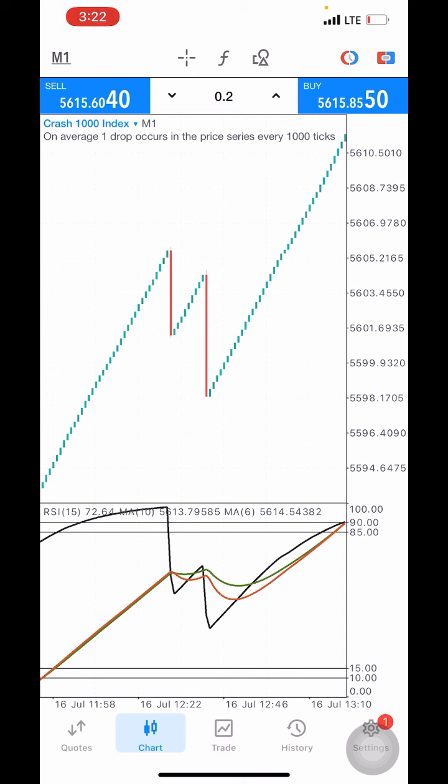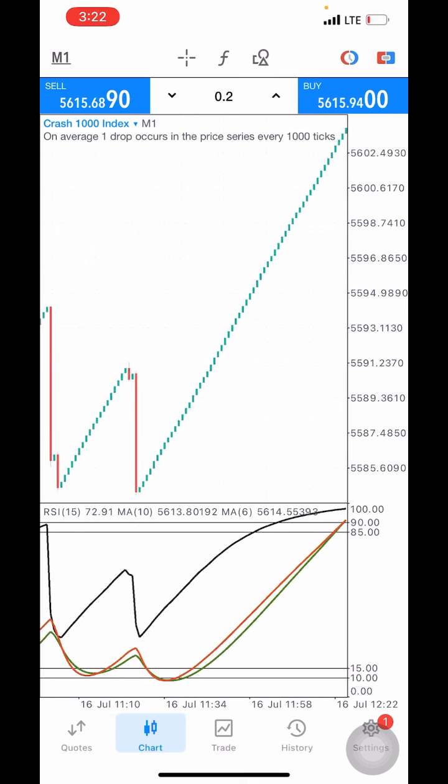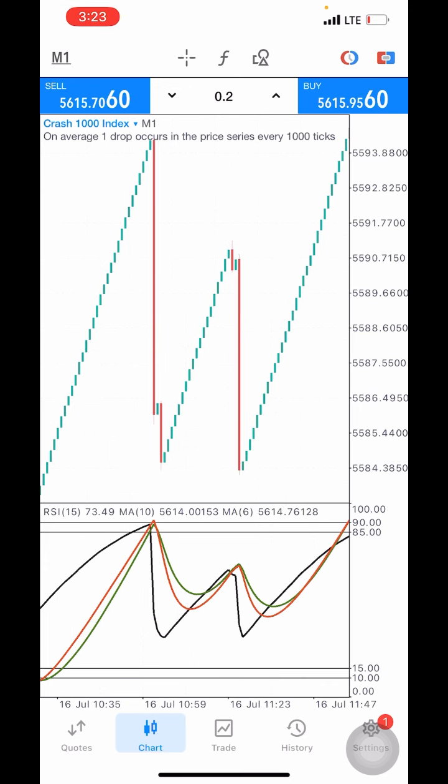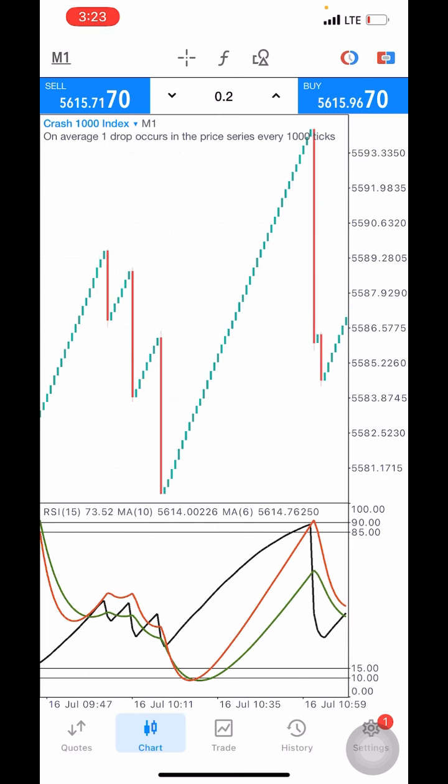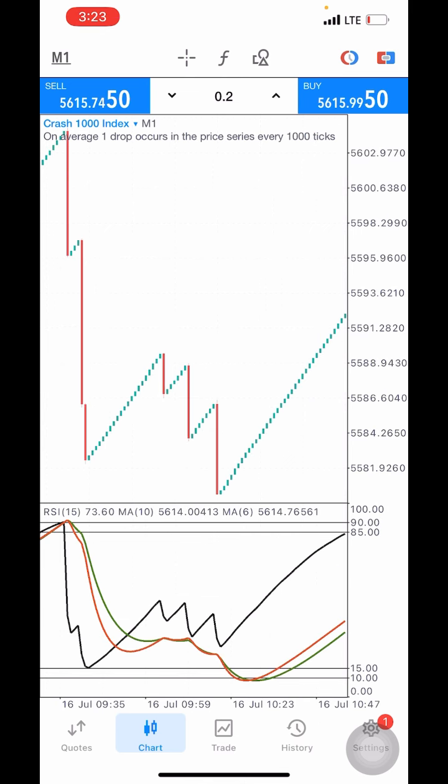Just like I promised you guys, I told you that I'll be showing you how to use this strategy with an indicator. Okay, how to apply the indicator with this strategy and have an edge in the markets, and be winning most of your trades in the Boom and Crash market.